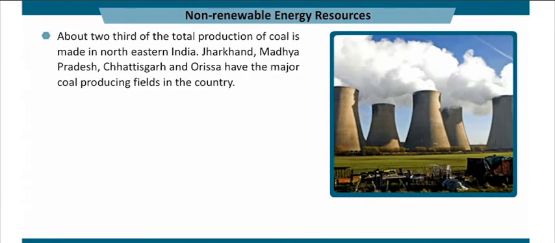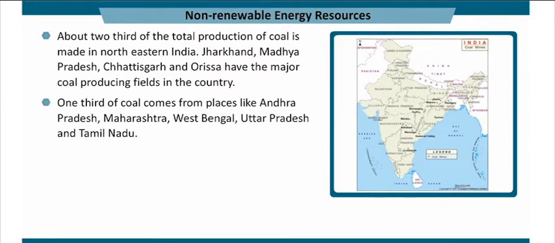About 2/3 of the total production of coal is made in northeastern India. Jharkhand, Madhya Pradesh, Chhattisgarh and Orissa have the major coal producing fields in the country. 1/3 of coal comes from places like Andhra Pradesh, Maharashtra, West Bengal, Uttar Pradesh and Tamil Nadu.